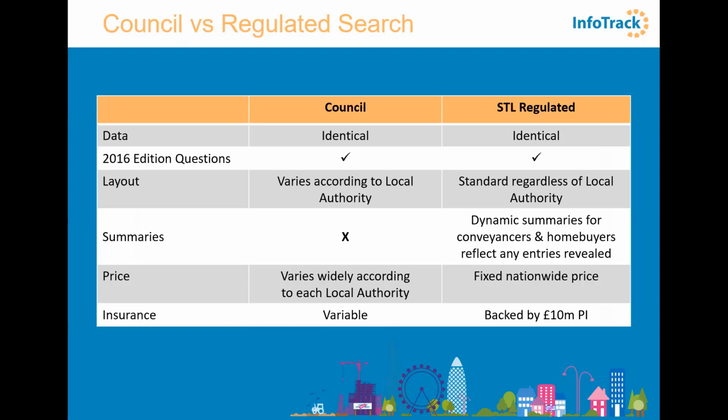So you know exactly what you find within the local search, and also your client can go through it and just figure out all the jargon. The price, again, I touched on this in the previous slide. It does vary per local authority, so you can pay anything between £70 to over £300 for the exact same information, compared to the regulated, which is fixed. It'll be a fixed price nationwide. And then the insurance does vary for the council, but the regulated local authority search is backed by a 10 million PI, which again offers more protection for the end client.